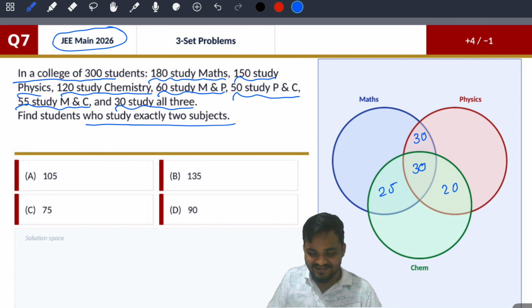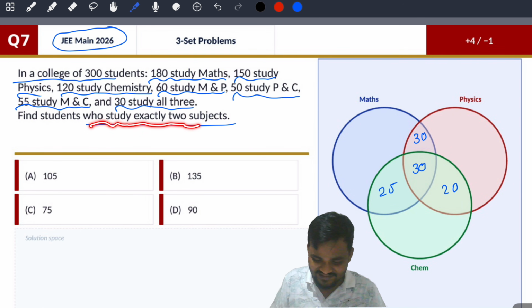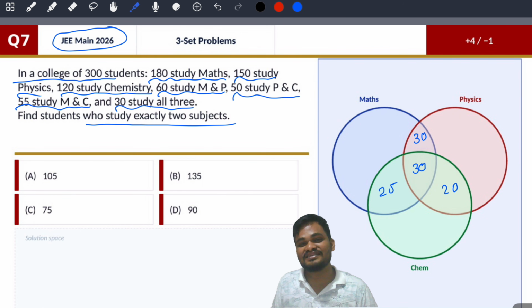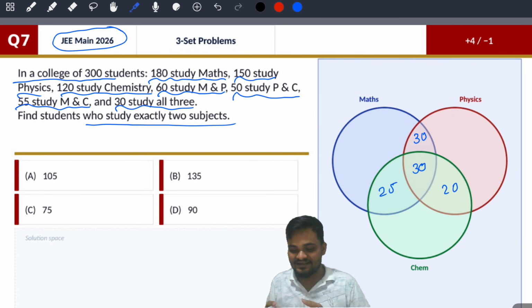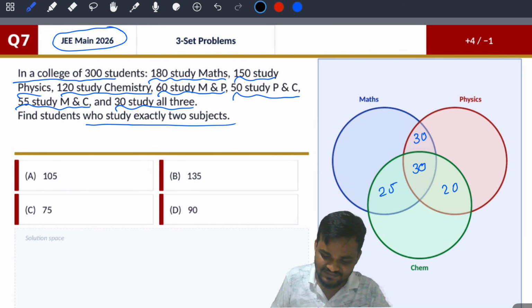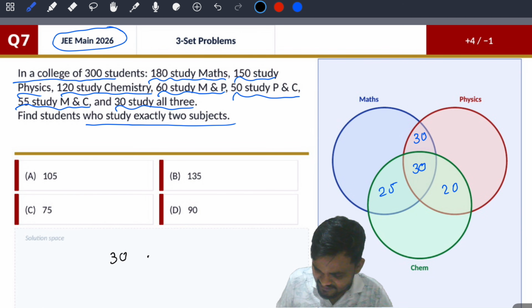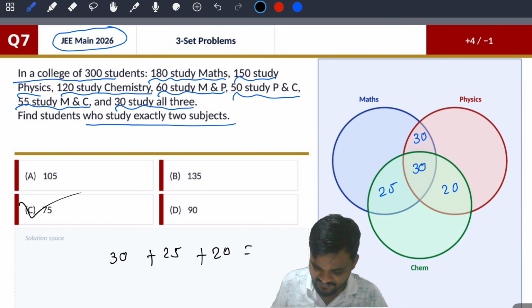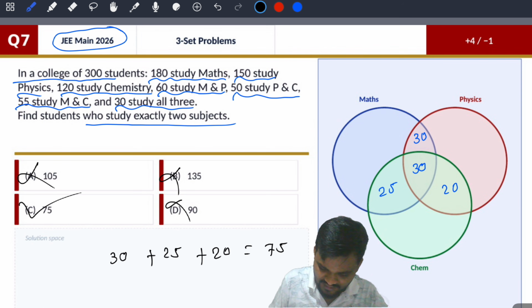Now since the question is asking how many study exactly two subjects, you don't need to find these three values, only math, only physics, only chemistry. We need only exactly math-physics, exactly math-chemistry, exactly physics-chemistry. So the answer is 30 plus 25 plus 20. 30 plus 20 becomes 50, 50 plus 20 becomes 70, 70 plus 5 becomes 75. So the correct answer is C. A wrong, B wrong, D wrong.